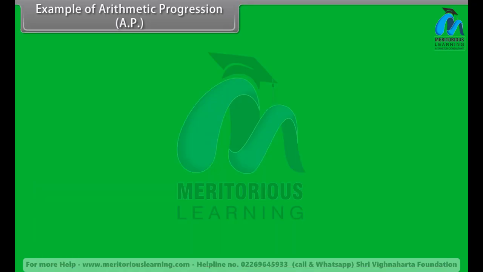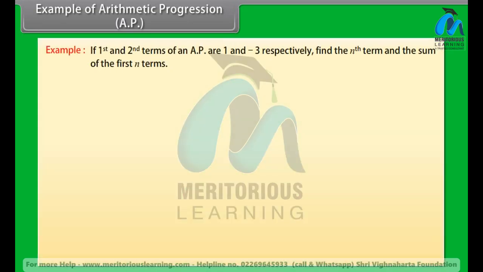Example of arithmetic progression AP. Example: if the first and second terms of an AP are 1 and minus 3 respectively, find the nth term and the sum of the first n terms. Solution: let first term is equal to A, second term is equal to A plus D, where A is equal to 1, A plus D is equal to minus 3. It implies D is equal to minus 4.